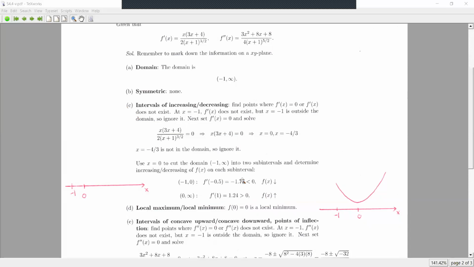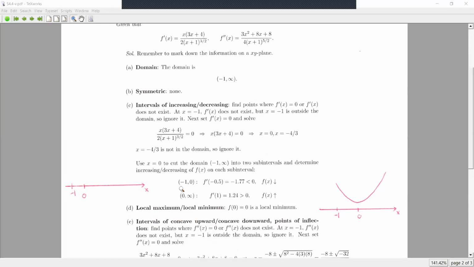After we have the increasing and decreasing information, we can tell the local maximum and local minimum. Here, I roughly sketch the graph of the function f. Not accurately. This sketch is just for answering this question. Local maximum, local minimum.